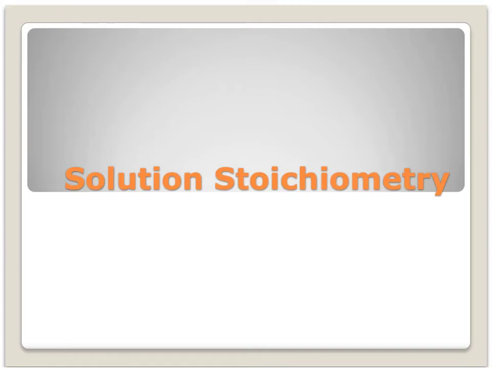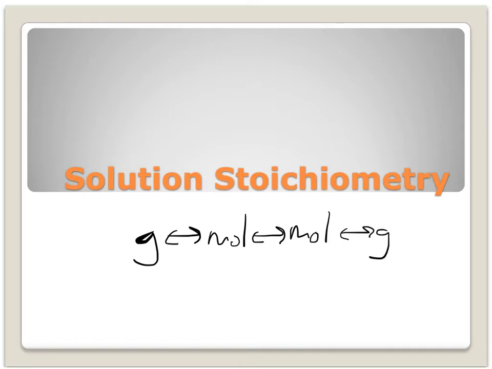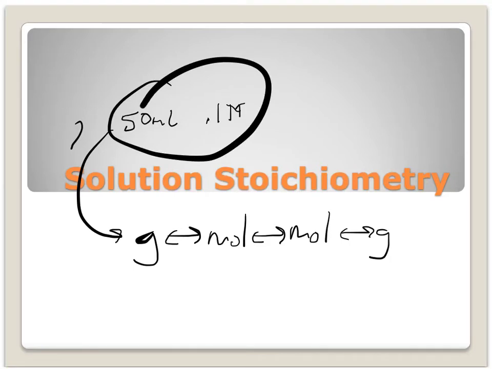So in the past, though, we've always done grams to moles to moles to grams. You've heard that same mantra over and over again. The problem with solutions is that we start with things like 50 milliliters of a 0.1 molar solution. How does that tie in with this? How do we go from a solution to moles to grams? And that's what we're going to talk about in this unit.